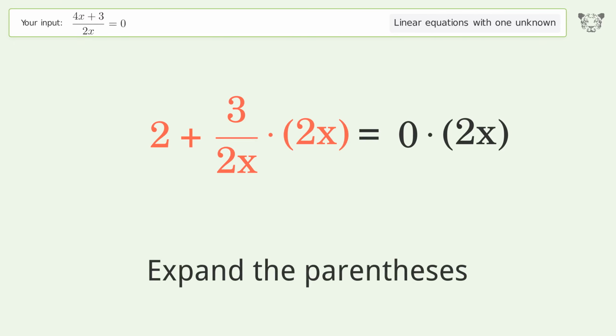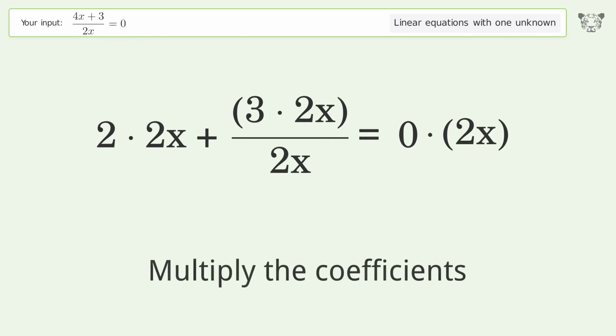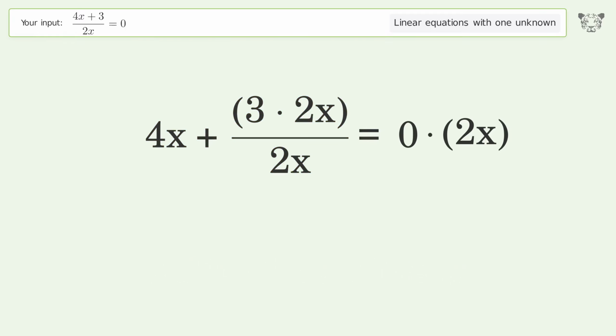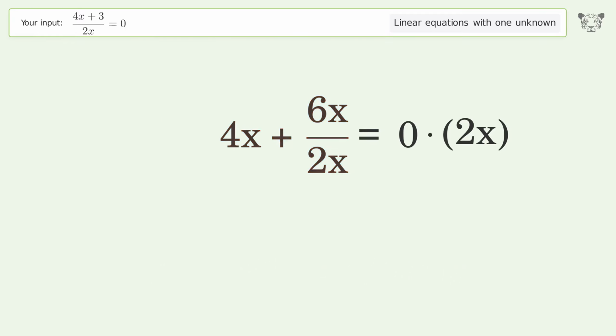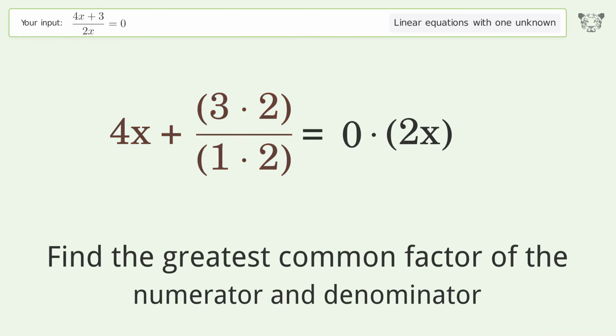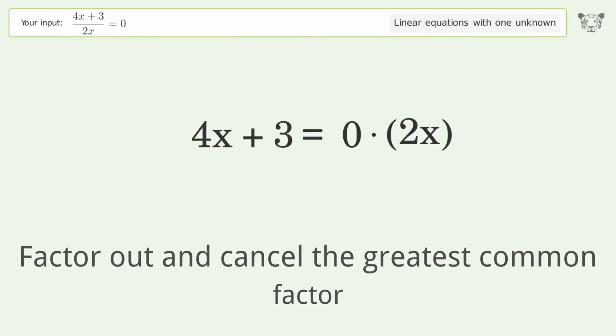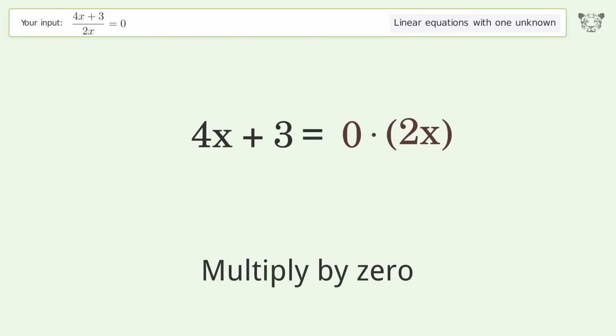Expand the parentheses. Multiply the coefficients. Find the greatest common factor of the numerator and denominator. Factor out and cancel the greatest common factor. Multiply by 0.